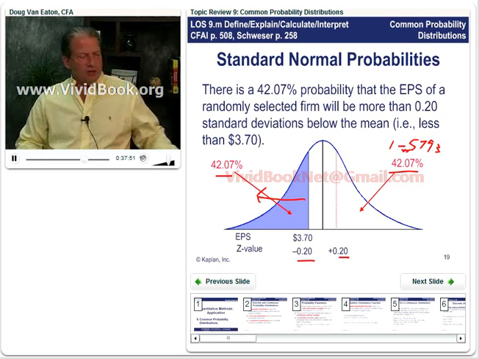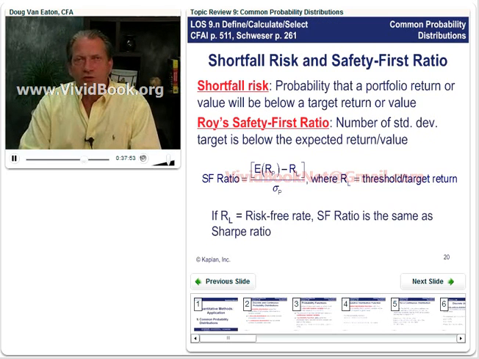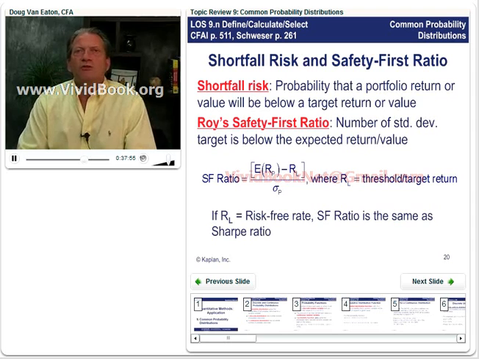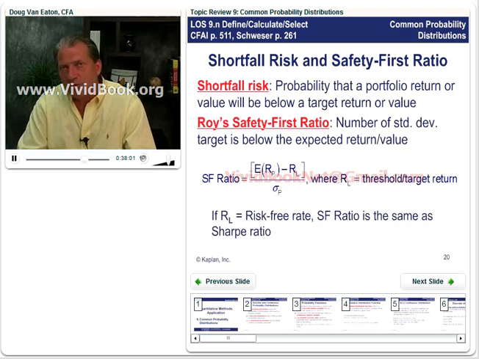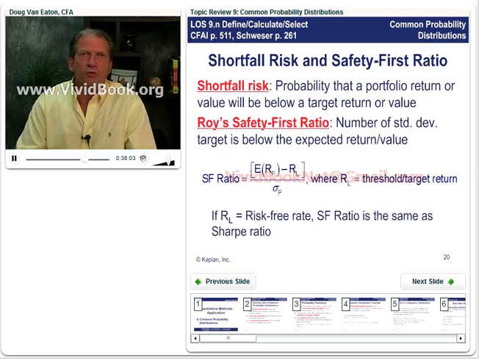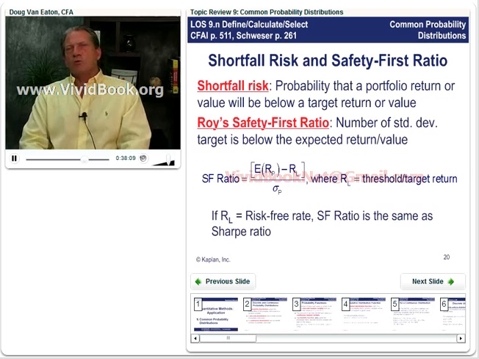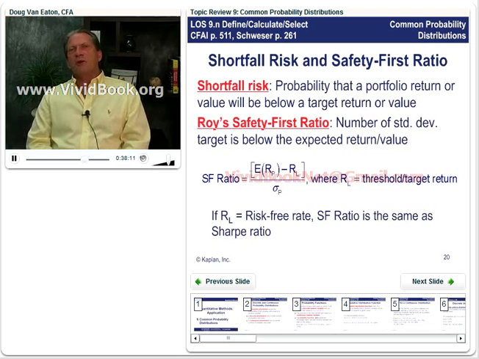Now let's talk about some applications in finance. One is shortfall risk. Shortfall risk is a probability. It's the probability that a portfolio return or value, we can do it in return percent or we can do it in dollars or euros or whatever, will be below a target return or value. And what do we use this for? Well, we can compare portfolios.